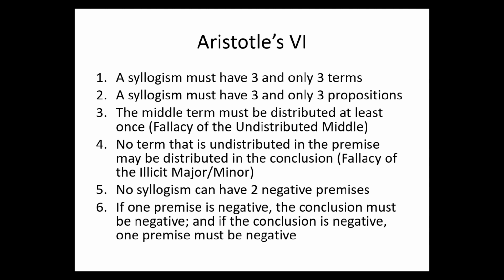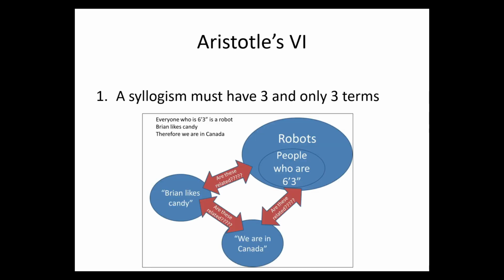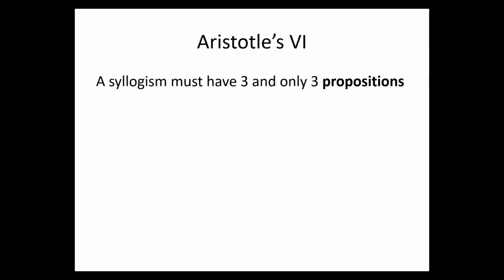We have 2 rules about structure, 2 rules about distribution of terms, and 2 rules about negative propositions. First, a syllogism must have 3 and only 3 terms. So, in the classic syllogism we have, all men are mortal, Socrates is a man, therefore Socrates is mortal. Your 3 terms are men, mortal, and Socrates. Last lecture, we considered this abomination of reasoning. Let's count our terms. Robots, 6'3" people, Brian, Candy, and Canada. Now this one breaks a bunch of other rules too, but it certainly breaks the only 3 terms rule. Next, a syllogism must have 3 and only 3 propositions.